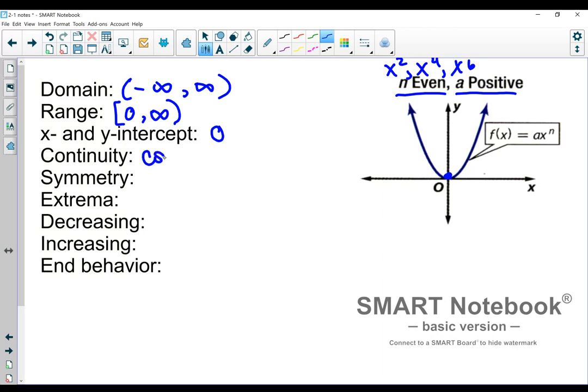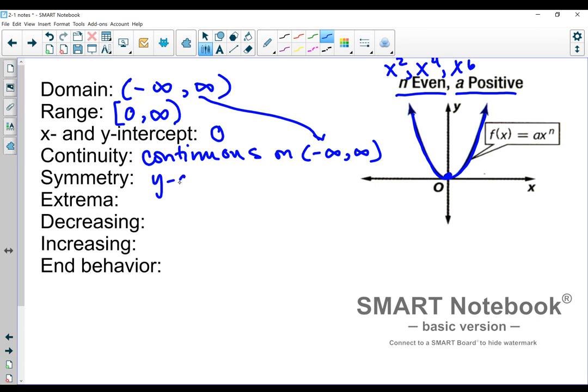It is continuous, right? If I go to trace this, I can trace the entire function without lifting my pencil. So it's continuous on the entire domain on negative infinity, infinity. So when I say continuous on, I'm really referencing back to that domain. Symmetry, it is symmetrical about the y-axis. I do have an absolute minimum at 0, 0.